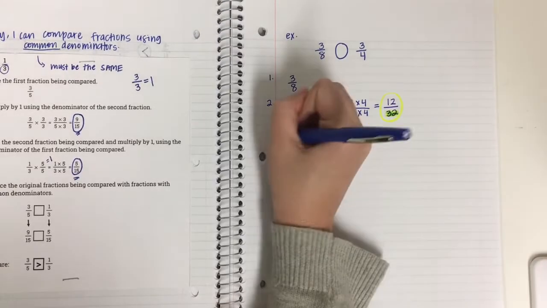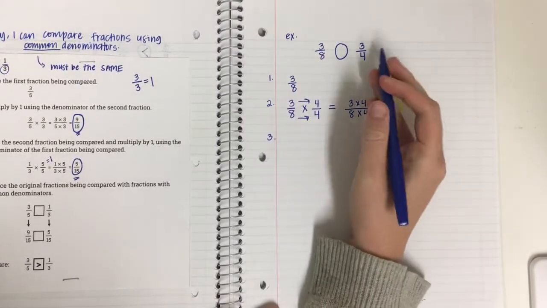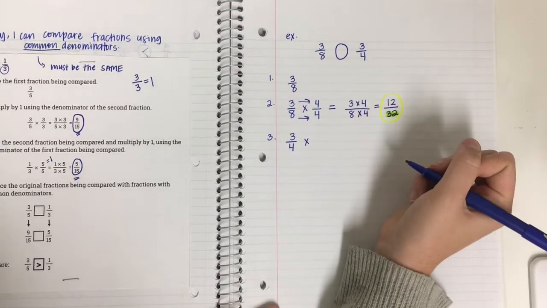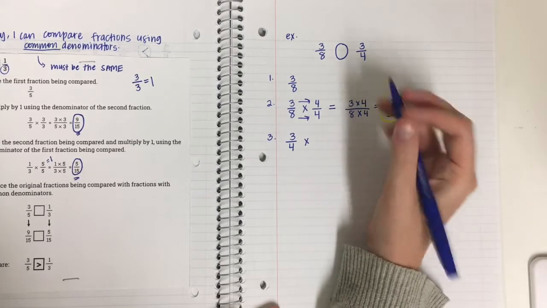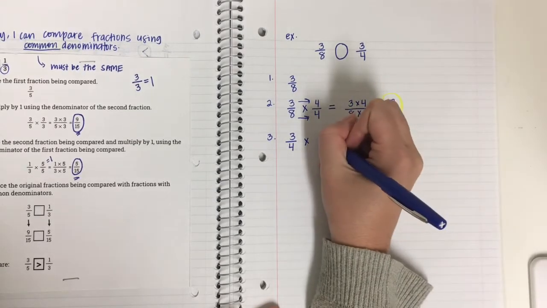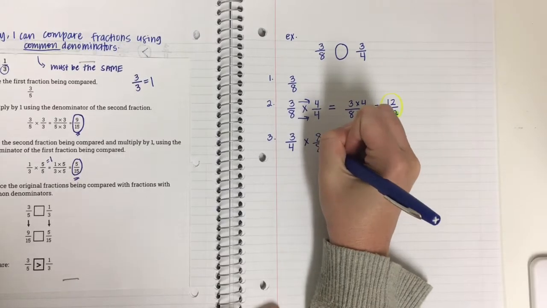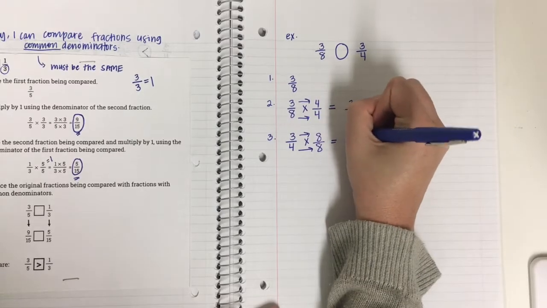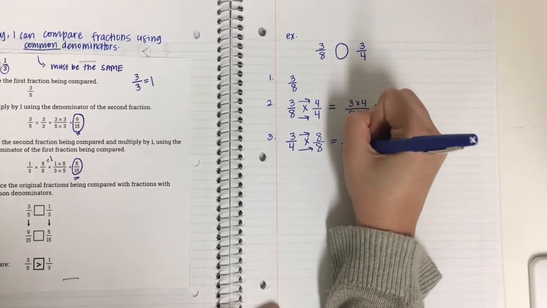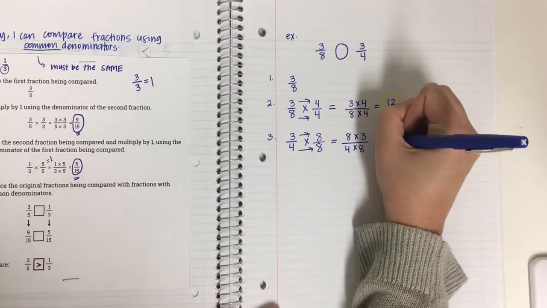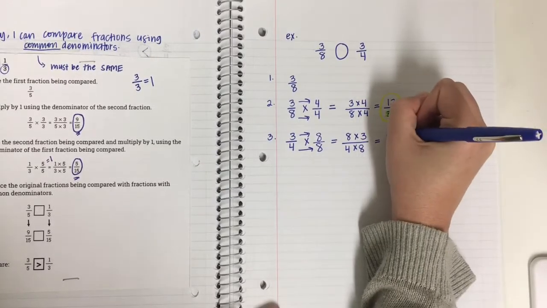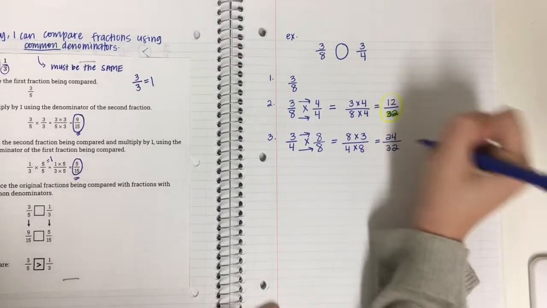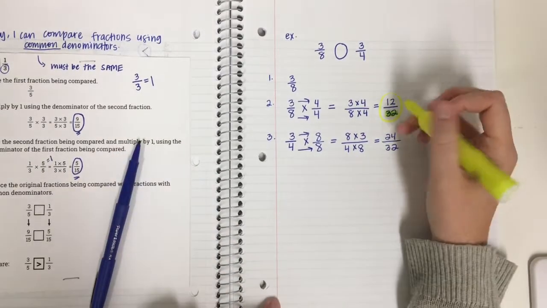Okay, so step 3, write the second fraction, 3/4. Multiply by 1 using what? The denominator of the first fraction. Okay, so I'm going to multiply by 8/8. And now I'm going to multiply across. 8 times 3 and 4 times 8 gives me 8 times 3 is 24, 4 times 8 is 32. Look at that. So now I have these brand new fractions.